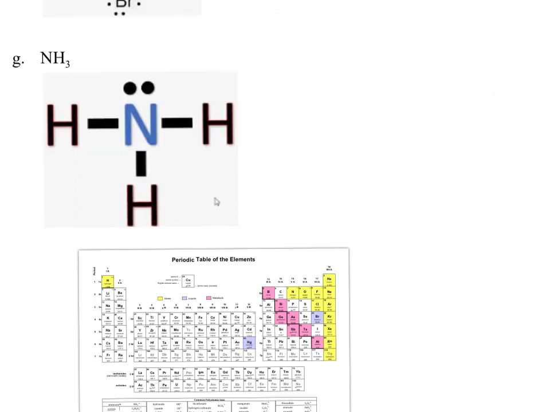This last one is NH3. The thing in the middle is the single one, and nitrogen is in group 5, so it will have 5 valence electrons. 1, 2, 3, 4, and a 5. And then we have 3 H's. I'm going to put an H there, an H there, and an H there, and each H has 1 valence electron.